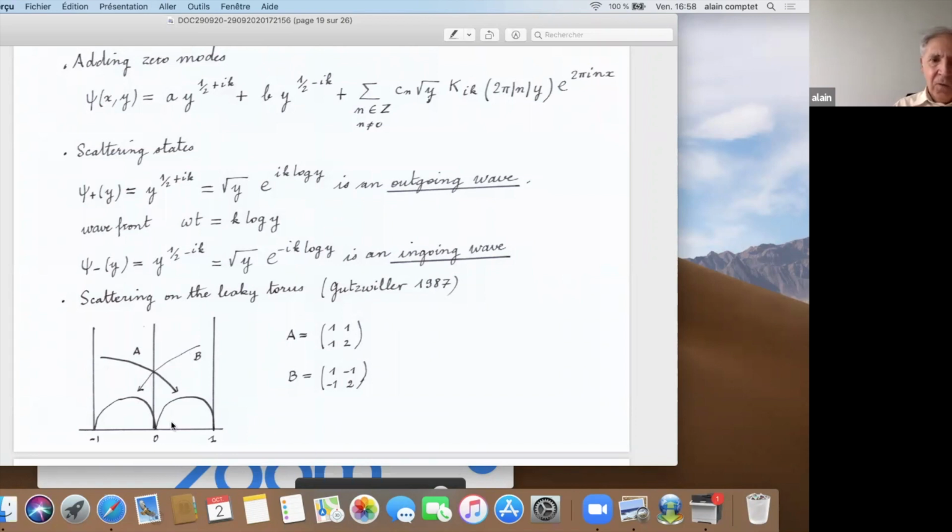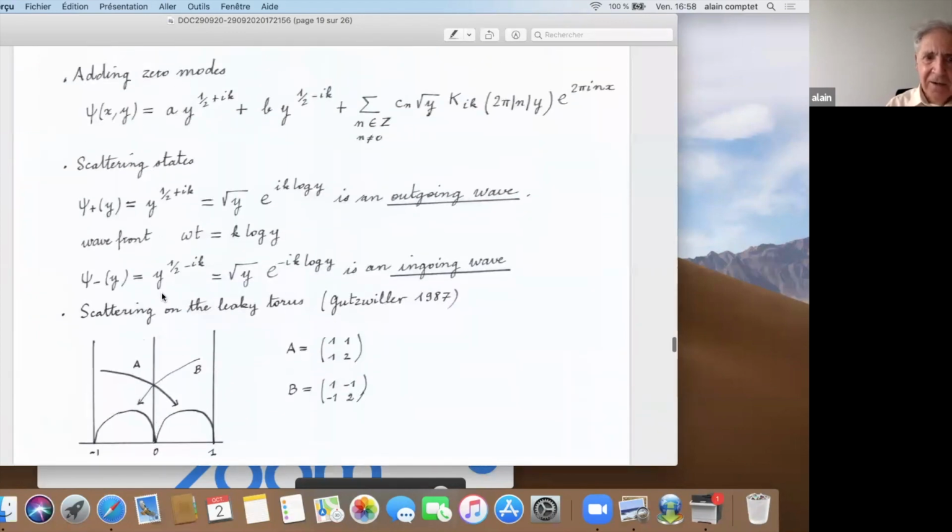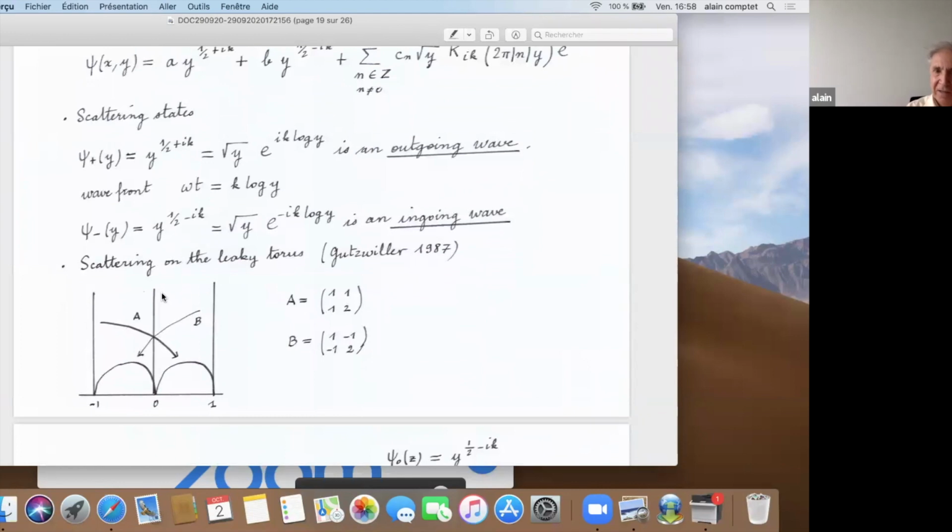You consider this fundamental domain, which is like a torus. This side is identified with this side by a certain matrix A. This side is identified to this one with a matrix B. So this is really a torus, except that now you have these points at infinity here, in the y direction. This was clear in the cylinder picture.